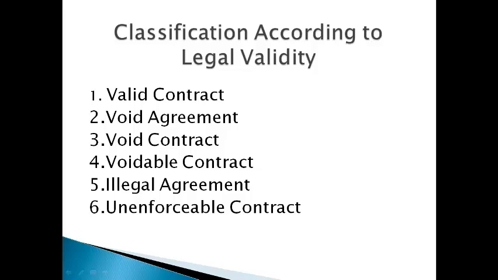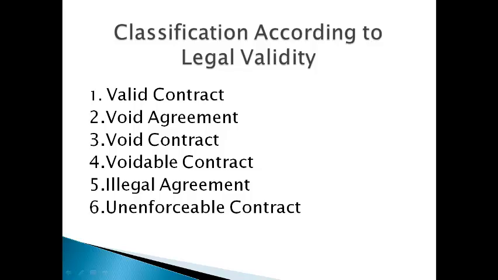First one, classification according to legal validity. Valid contract. A contract which satisfies all legal requirements laid down in Section 10 of the Act is known as a valid contract. A valid contract is an agreement which is binding and enforceable at law. Next one, void agreement. An agreement not enforceable by law is said to be void. A void agreement has no legal effect. It confers no right on any person and creates no obligation.